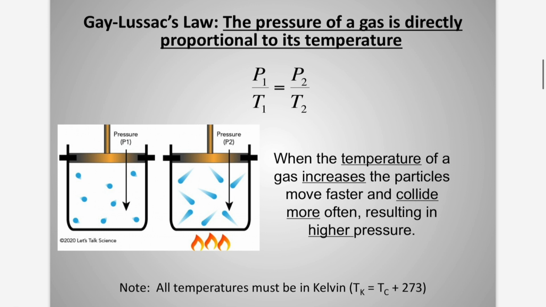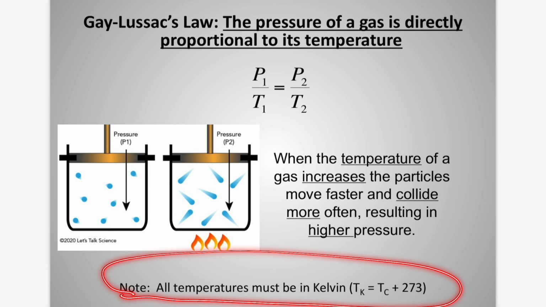Second is Gay-Lussac's law. And Gay-Lussac's law relates pressure and temperature, where the pressure of a gas is directly proportional to its temperature. So we know that when you increase the temperature of a substance, particles will move faster. Well, if particles are moving faster, they are going to collide more. And again, more particle collisions means more pressure. The equation that we use for this is pressure 1 divided by temperature 1 is equal to pressure 2 divided by temperature 2. Now, something to keep in mind, this equation and this relationship only holds true if our temperatures are in units of Kelvin.